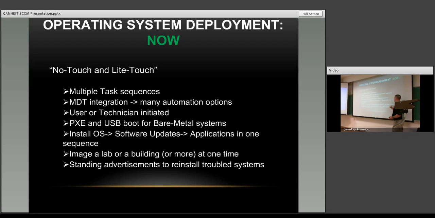We can do a lab or a building at one time. We can do as many as your network infrastructure can handle. One of the things I usually get asked is, how many can you do at once? The answer is, how good's your disk, how good's your network? I mean, ultimately, you can do 1,000 of them at once as long as the machines can handle it.